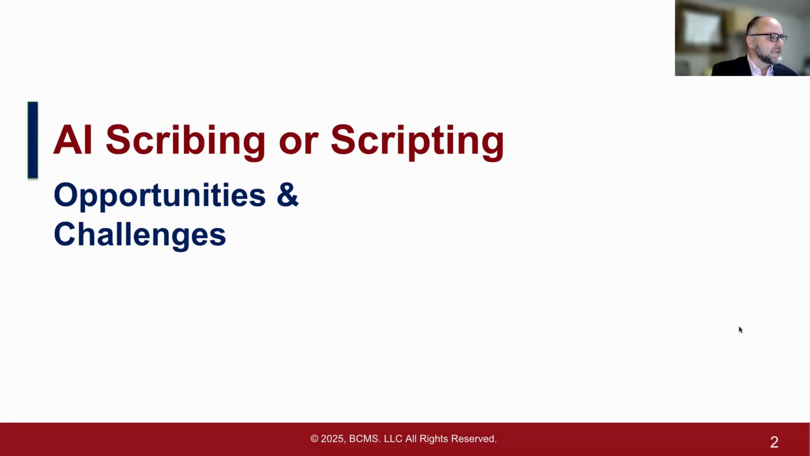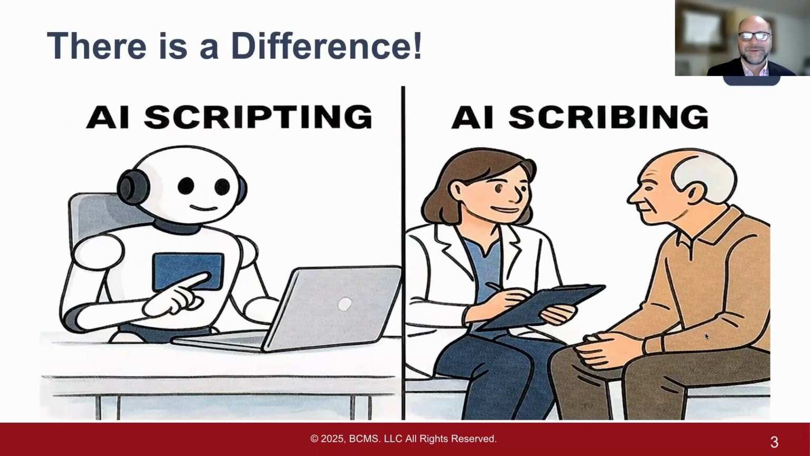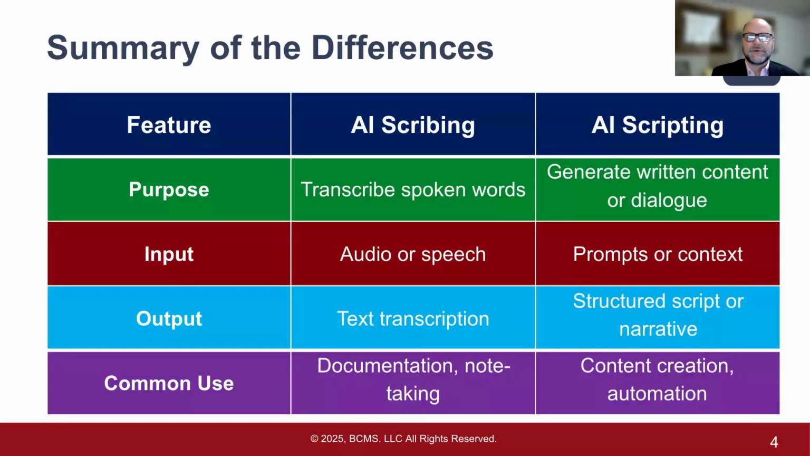Go to the next slide, please. There we go. So let's look at some of the common terminology used with AI in therapy. What does it mean, scripting versus scribing? And what exactly are you using in your clinics? Okay, the next. In this chart here, we're going to be looking at the summary of the differences. On the right-hand side, we've got scripting. In the middle, we've got scribing. And then some features on the left-hand side, for example, purpose. What's the purpose of AI scribing? It's to transcribe spoken words versus scripting, which would be to generate written content or dialogue.